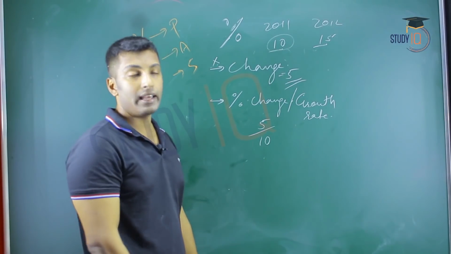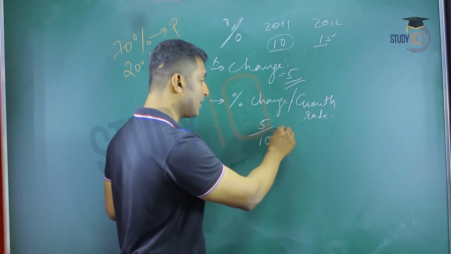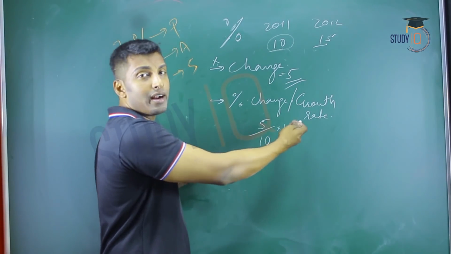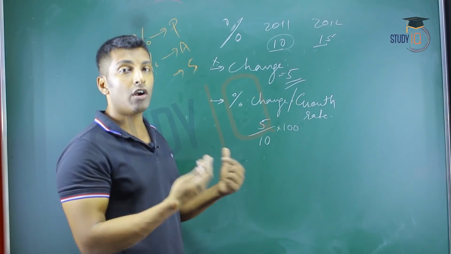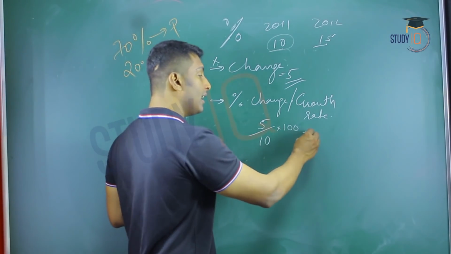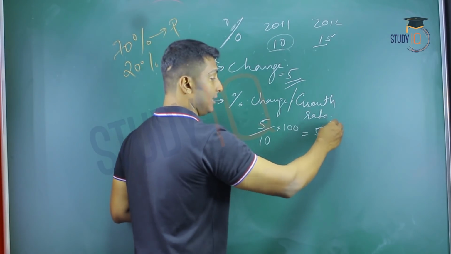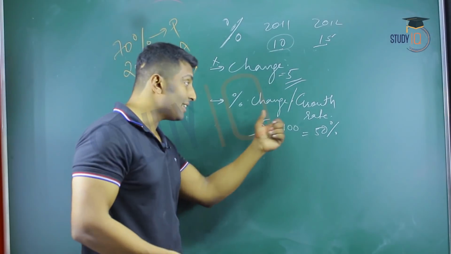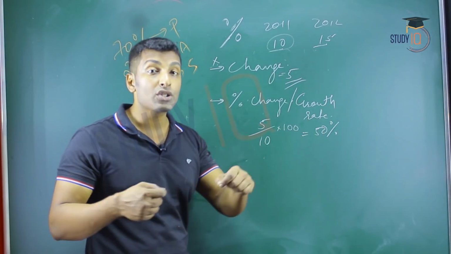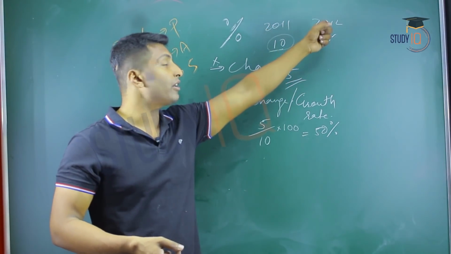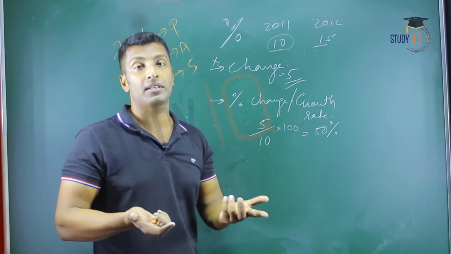Okay, and obviously into 100 and all those things will be there because you are converting into percentage, but I may not write this multiplied by 100 or divided by 100 in all the cases, but you need to understand in that way. So 5 by 10 I'll write it as 50% change there. So basically 10 to 15, 50% change there, and that's what you call as the growth rate. So if I ask you what is the growth rate in 2012, from 2011 to 2012, 50% is the growth rate.